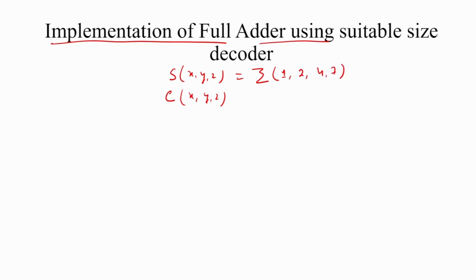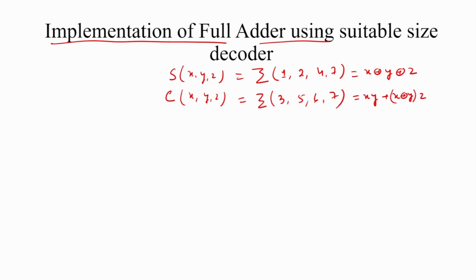2, 4 and 7. When it produces a carry output, this is written as the summation of 3, 5, 6 and 7. This is also written as x XOR y, x XOR z, and this is nothing but xy plus (x XOR y) into z.